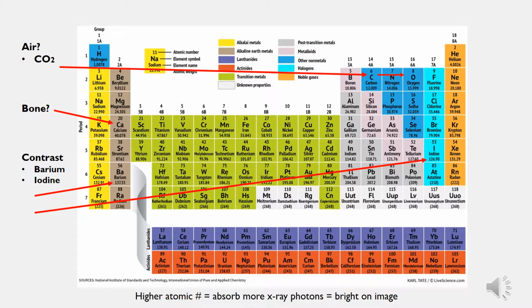Then if we look at bone, which is made up of primarily calcium, we see the atomic number of 20 and the atomic mass of 40, and so it's going to appear bright. It's going to appear white on our image because it has that higher atomic number. If we go through our periodic table to look at barium and iodine, we see that they will absorb even more X-ray photons because of their atomic mass. So they're going to appear even brighter than bone because fewer X-ray photons are going to have the ability to penetrate through it, therefore being absorbed, therefore appearing bright or white on our image.